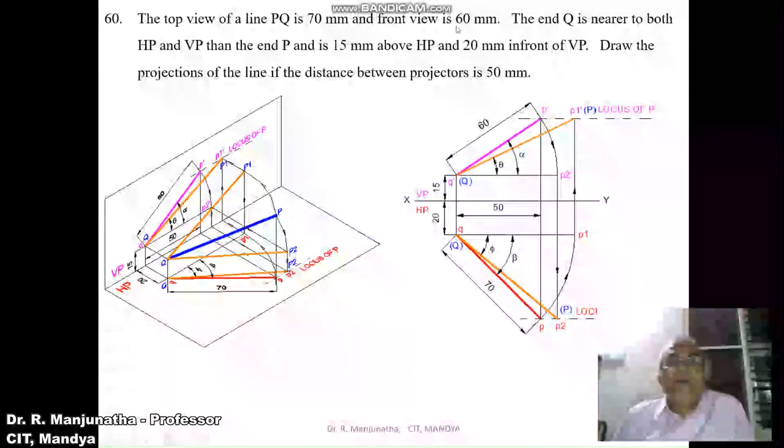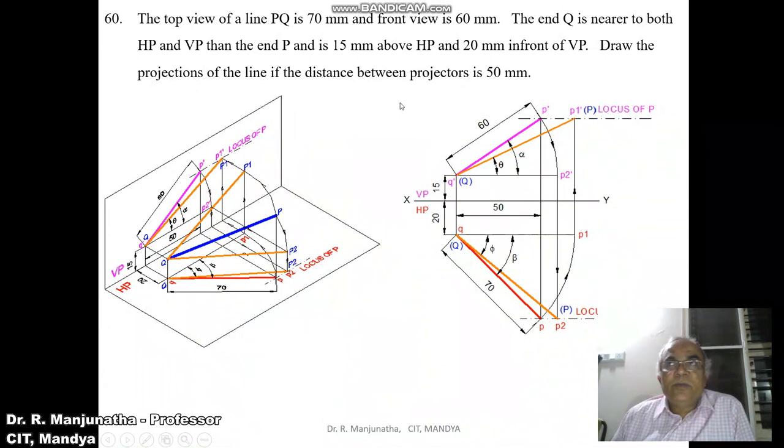And also the front view is 60 mm. So by using the compass, you measure a distance of 60 with Q dash as center, and cut an arc on this end projector line so that you get this point P dash. Then join Q dash P dash with a dark line and draw a horizontal dash dot line and write this as the locus of P.